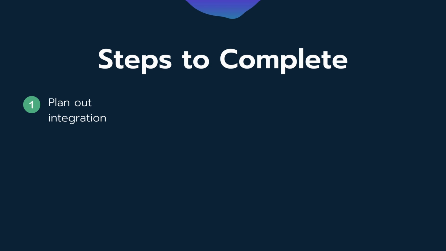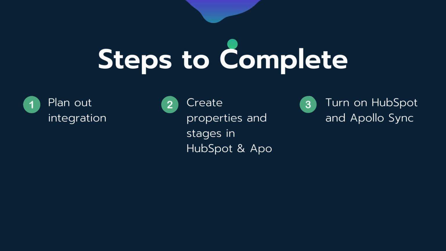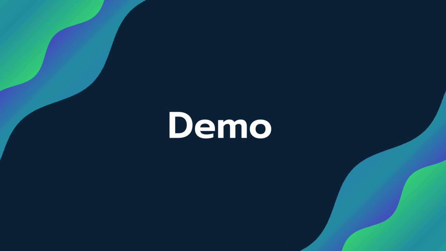First, we're going to plan out this integration. We're going to walk you through some decision-making things on how to plan it out. Two, creating properties and fields in Apollo and HubSpot are going to allow you to have both of the applications sync and have their properties be mapped to one another. Three, we're going to actually turn on the Apollo HubSpot sync, and then we're going to be able to see how it's working to make sure that things are working properly. And then four, we're going to be reviewing this on a consistent basis. Now we'll get started with the demo where I'll walk you through everything.